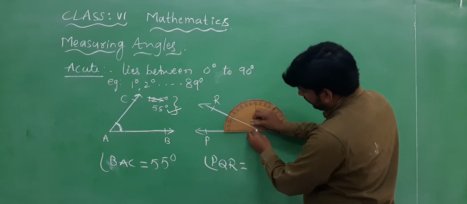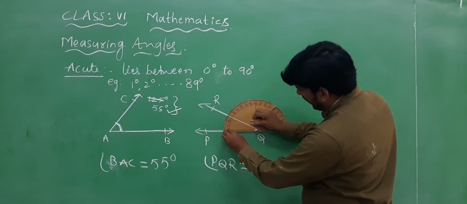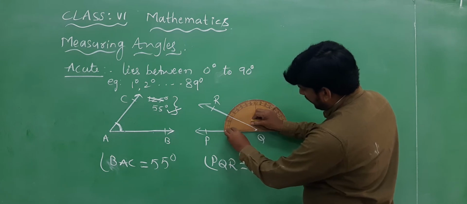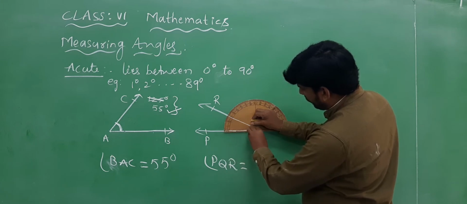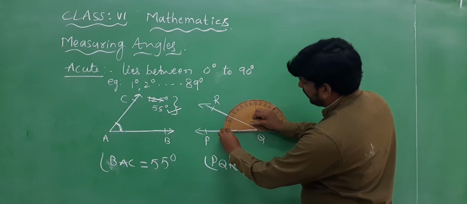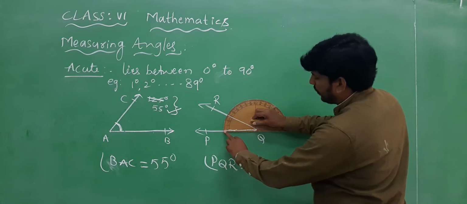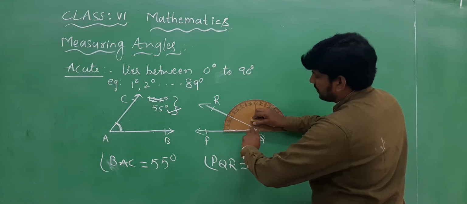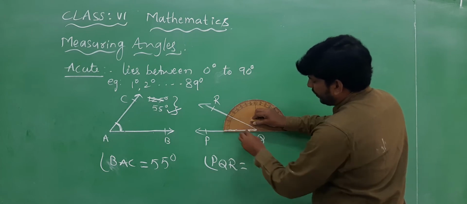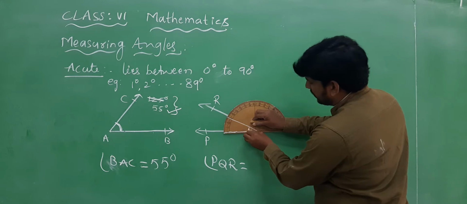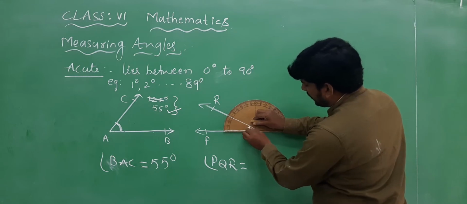Clear? This is the only line. The horizontal line is nothing but PQ. The slanting line is nothing but QR. See this here. Horizontal line PQ and the slanting line QR. Okay, here this is the angle. This is the angle.